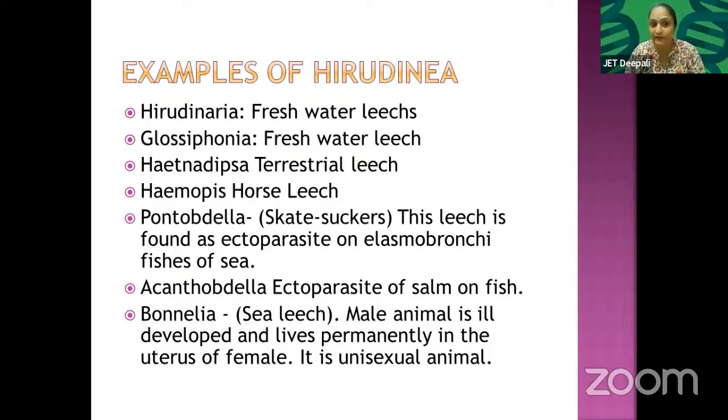See, this is very important. Bonellia is important. Whenever there is something special, I keep that thing. Bonellia, sea leech. The male animal is ill developed and lives permanently in the uterus of the female. It is a unisexual animal. See, this is a very different kind of thing. It means the female reproductive part is carrying the male organism. Imagine, if I imagine it, it's a weird kind of imagination.